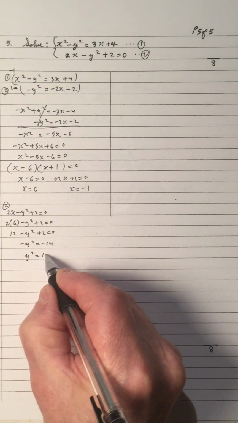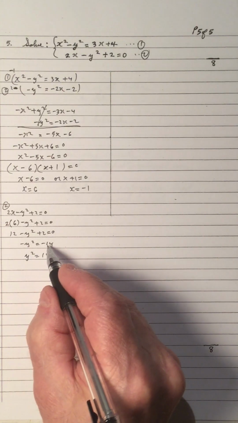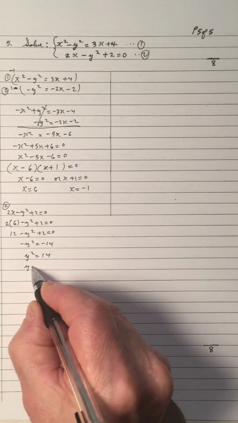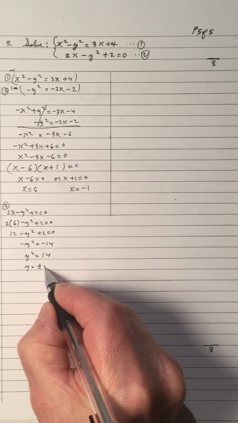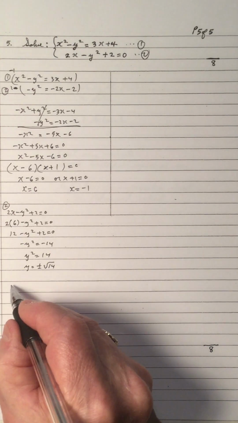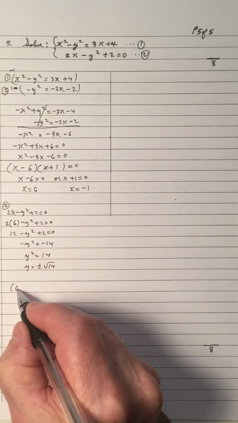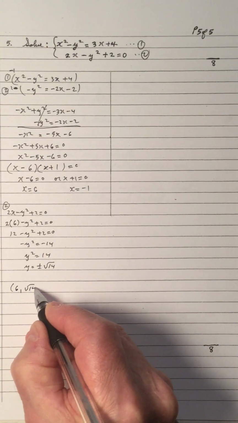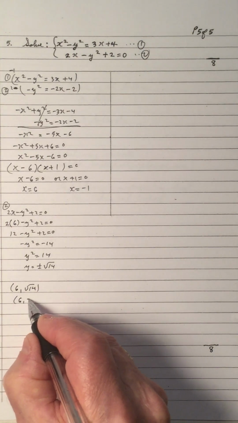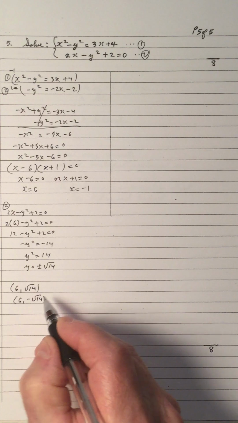Multiply by negative. Y squared equals 14. Y is equal to plus or minus root 14. So what that means is that when x is 6, y is root 14, and when x is 6, y is negative root 14.